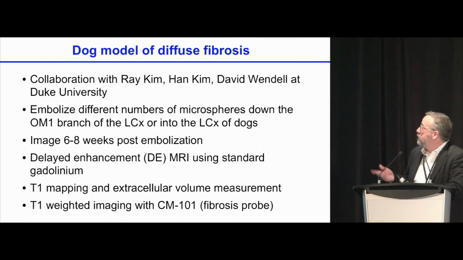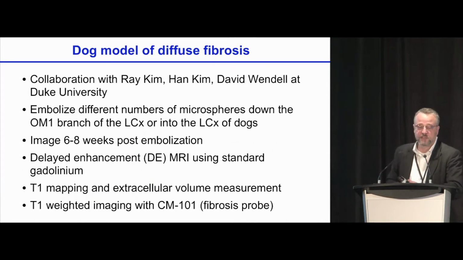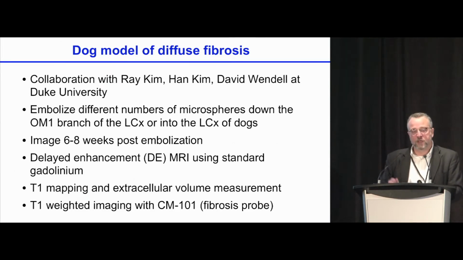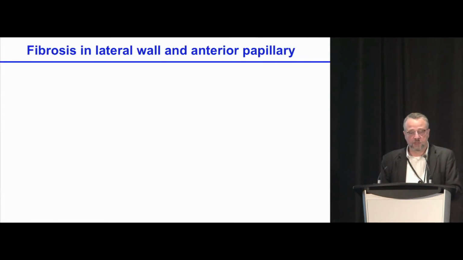So I'll also show you some work with this probe in a dog model of diffuse fibrosis that we've been collaborating on with Ray Kim's lab at Duke. This is where they're embolizing different numbers of microspheres down the left circumflex, either through the OM1 branch or just directly through the LCX. They image 6 to 8 weeks after embolization. And then they're comparing conventional delayed enhancement MRI using standard gadolinium to CM101, which is our fibrosis imaging probe.